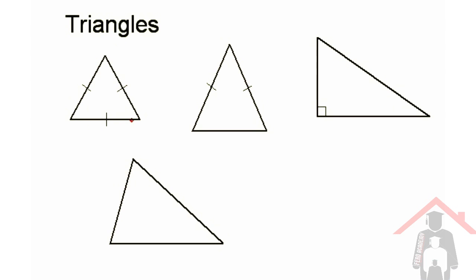This triangle has 3 equal sides, shown by these dashes here. This triangle has 2 equal sides. This triangle has a right angle. This triangle has no special features. Can you name these triangles?